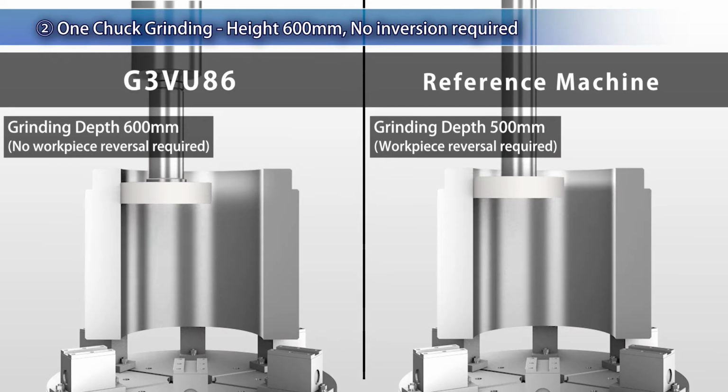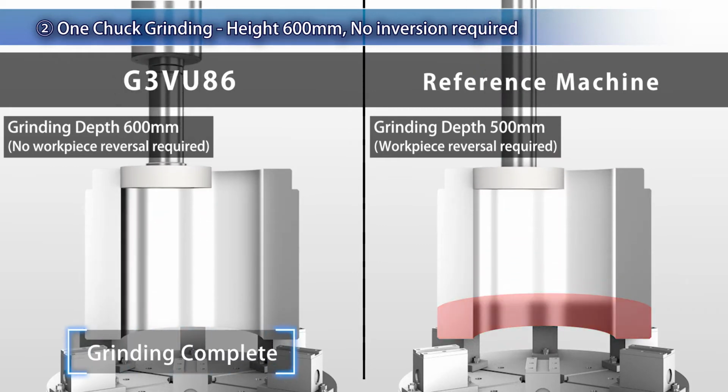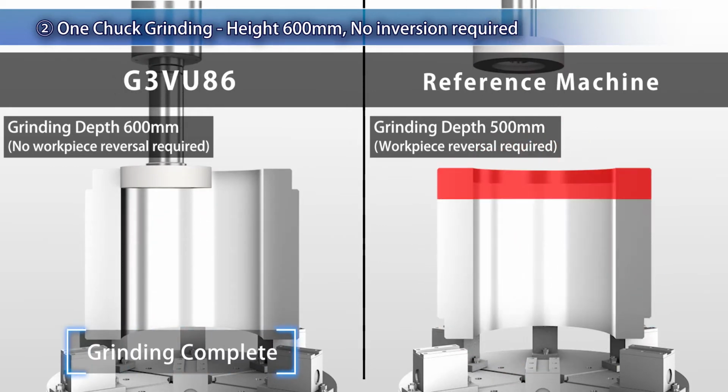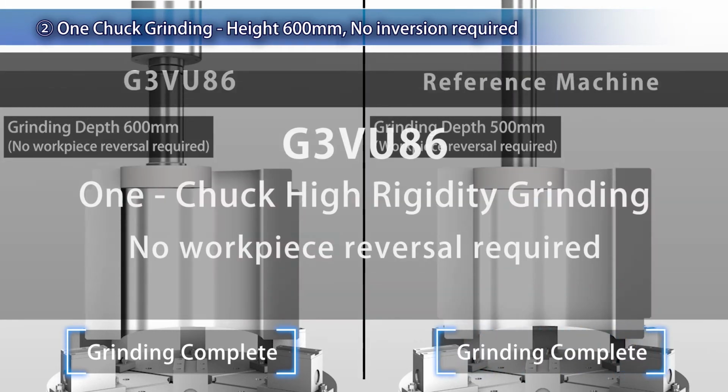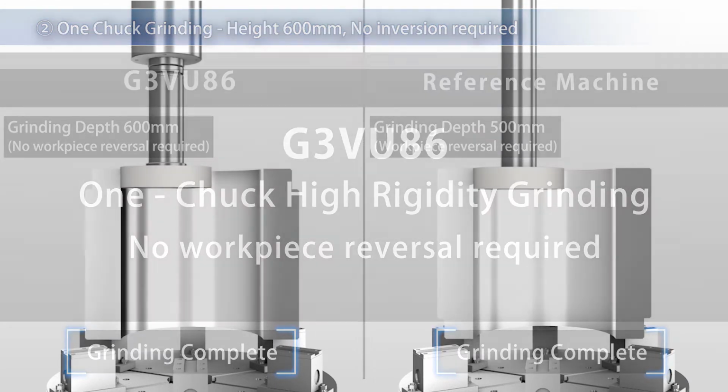In addition, one chuck grinding with a 600 millimeter stroke with no reversal required. A highly efficient operation, free from inefficiencies of workpiece reversal and rechucking due to short strokes.